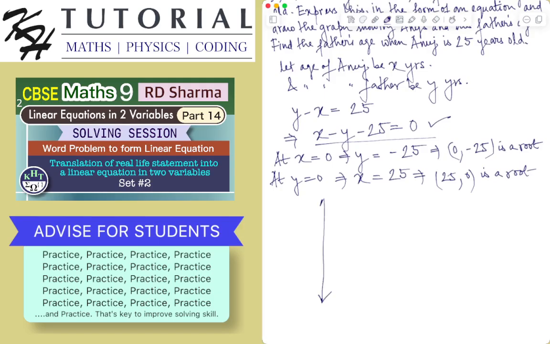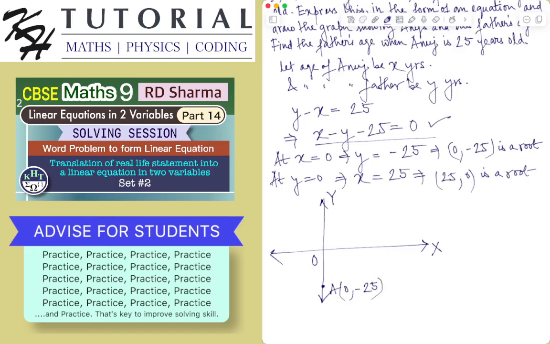So let's try to draw the graph of the equation. This is the y-axis, this is the x-axis, this is the origin O. Now, clearly 0 comma minus 25 is a root of this equation, which means the point having coordinates 0 comma minus 25 will lie on the graph. The point 0 comma minus 25 will be somewhere over here. Let's say this is the point A, which is 0 comma minus 25.